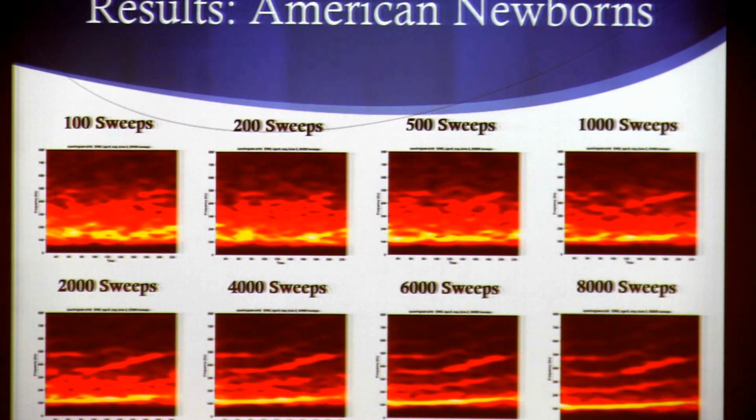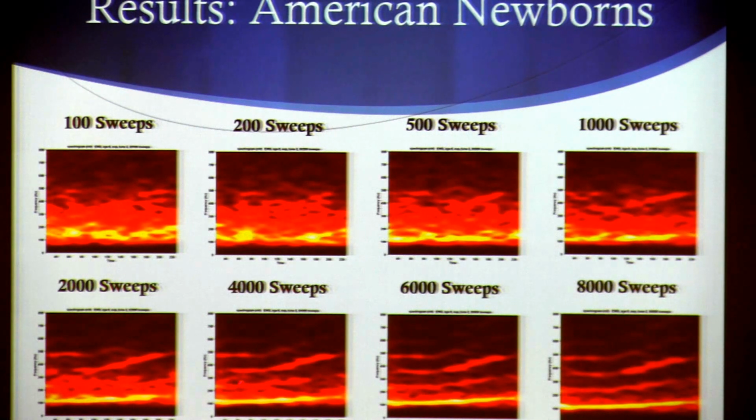These are the grand average spectrograms for the American newborns with the number of sweeps noted at the top. So we have 100 to 1,000 and then 2,000 to 8,000 sweeps here at the bottom. We can notice a few things as we move through. The first being that the presence of a response is denoted by the bright yellow color at the fundamental frequency here, and that only becomes more prominent as we increase the number of sweeps.